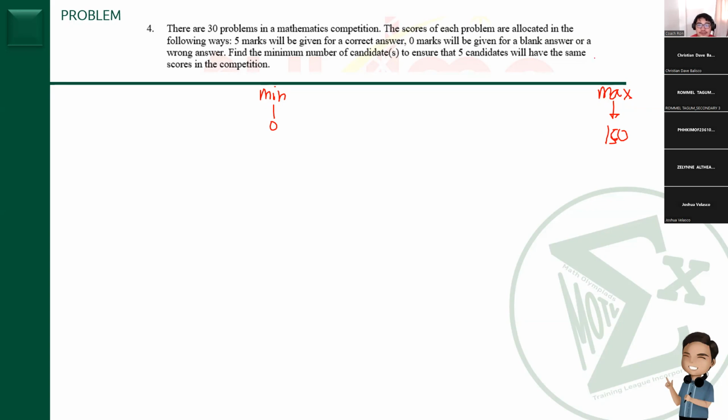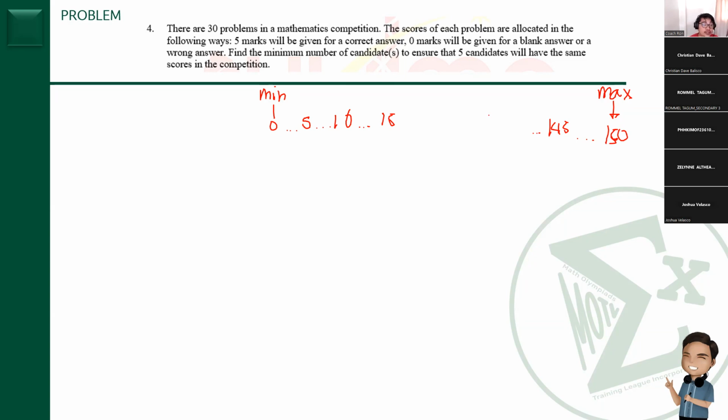Now, what are the possible scores here? If you get it wrong, nothing changes. If you write it blank, nothing changes. It's not a right minus wrong thing, or a right minus blank thing. So, what are the possible scores? 0, 5, 10, 15. Those are our possible scores, because it's 5 points a question. So, these are my score increments.